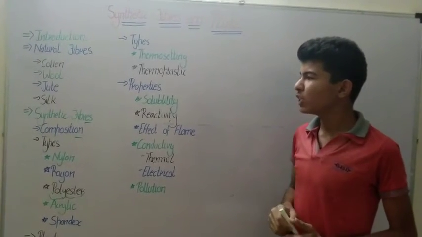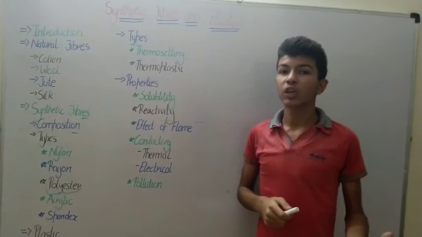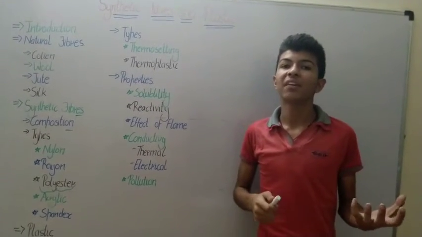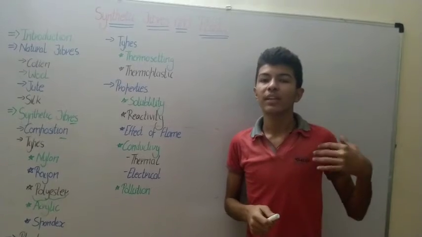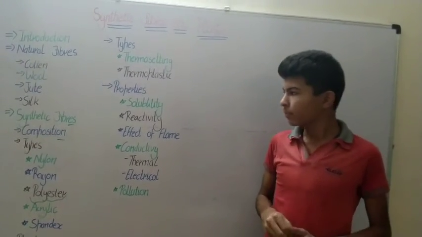The first property of plastic is that it is not soluble in water, so we can use it to store liquid and solid materials. In contact with water, it does not dissolve.